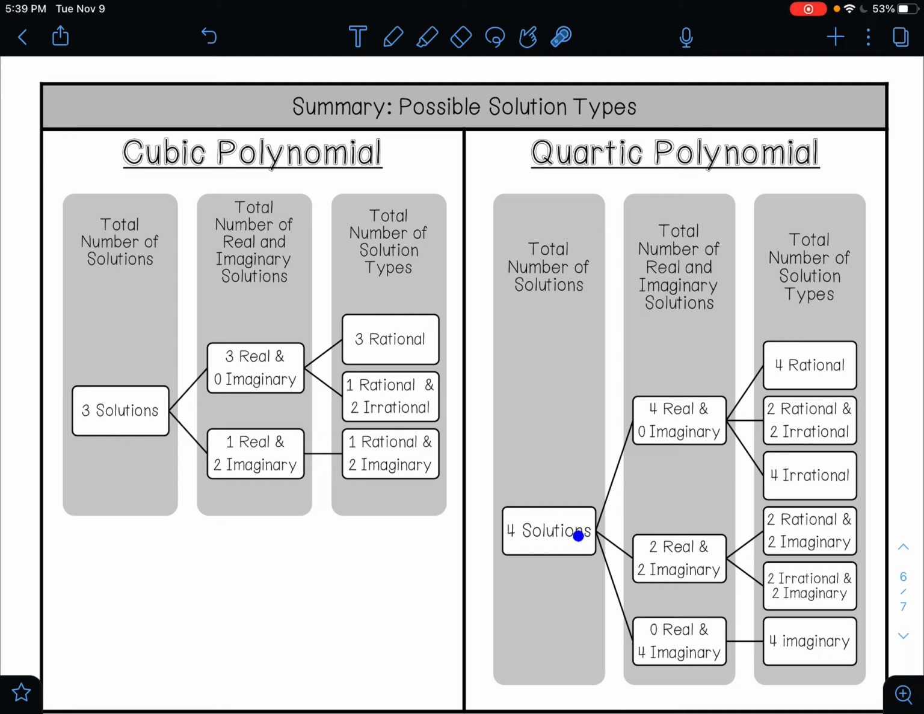You could have 4 real and 0 imaginary. When this happens, you'll either have 4 rational solutions, 2 rational and 2 irrational solutions, or all 4 irrational. You could also have 2 real and 2 imaginary, which would give you 2 rational numbers and 2 imaginary numbers, or 2 irrational numbers and 2 imaginary numbers. Or you could have 0 real and 4 imaginary, and when that happens, all 4 of your solutions will be imaginary.